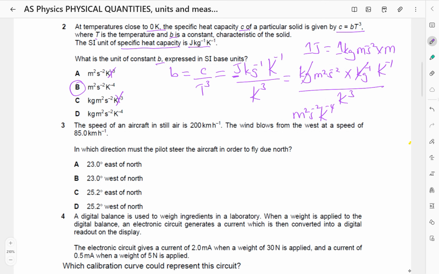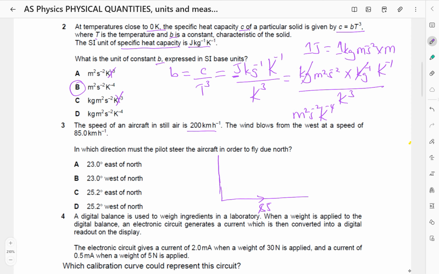The speed of an aircraft in still air is 200 kilometers per hour. The wind blows from the west at a speed of 80 kilometers per hour. So the wind is blowing from the west. That means it's blowing towards the east at the speed of 85 kilometers per hour. In which direction must the pilot steer the aircraft in order to fly due north? So we want to fly due north.